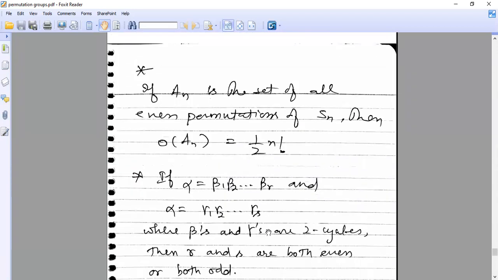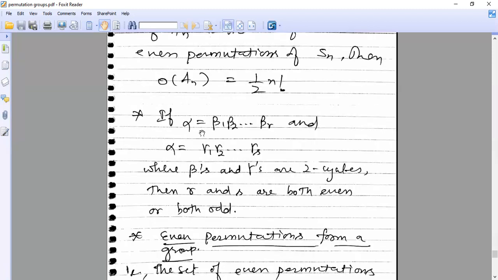Now these are some important facts. If An is the set of all even permutations of Sn, where Sn means the set of all permutations defined on a set with n positive integers, then you just collect all the even permutations from those permutations. The collection of all even permutations forms a group, and that group has a special name, the alternating group of degree n. Now the order of An is exactly half of the order of Sn. The order of Sn is n factorial, therefore the order of An will be n factorial by 2.